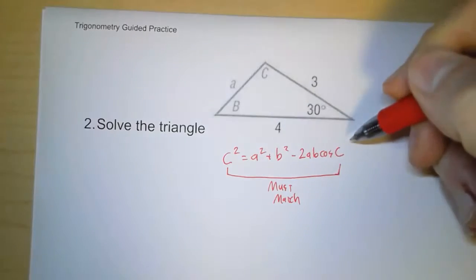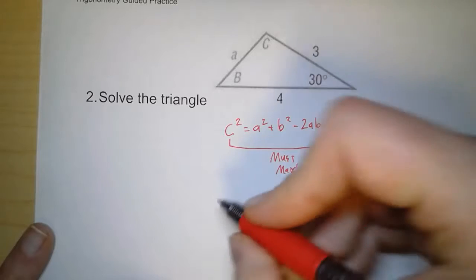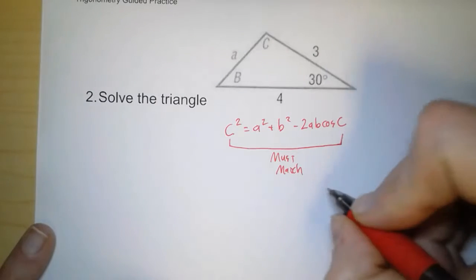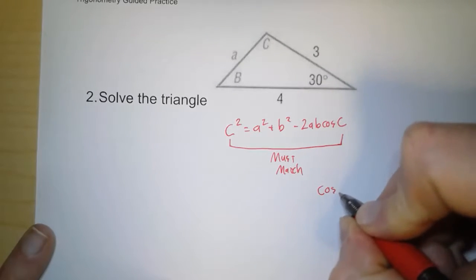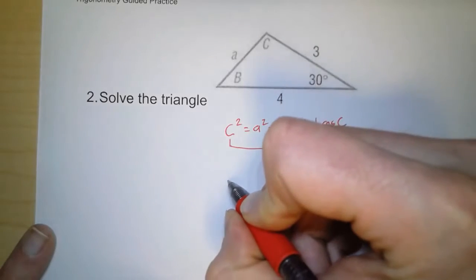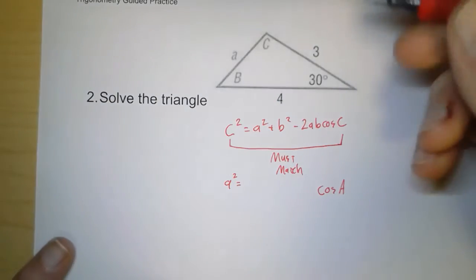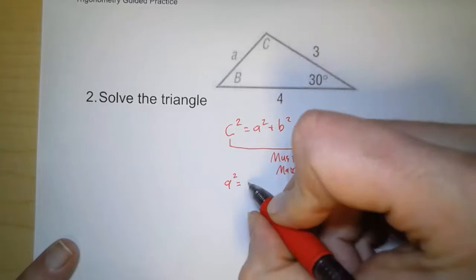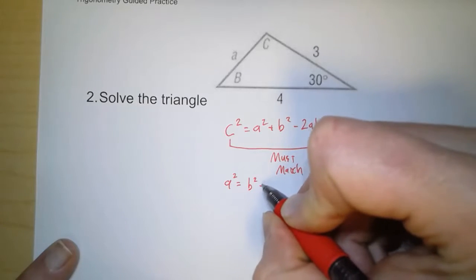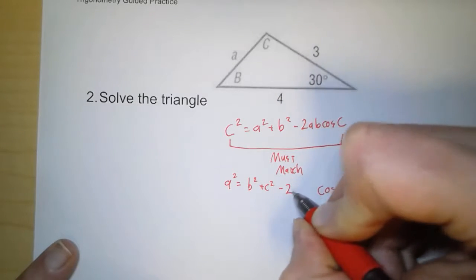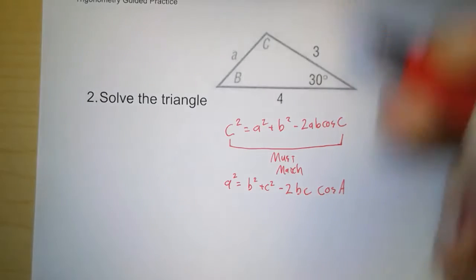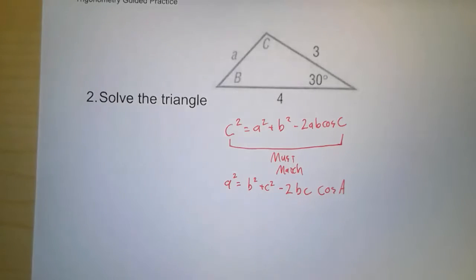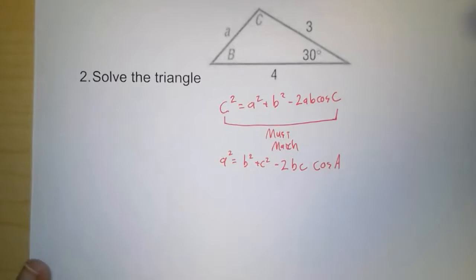So this is but one form of the law of cosines. Another form would be like this. Well, we have angle A, so let's put cosine of A on this end. That means on this end we have to have a squared. Well, what's in the middle? B and C. B squared plus c squared minus 2bc. So this is the form of law of cosines we're going to be using for this problem.